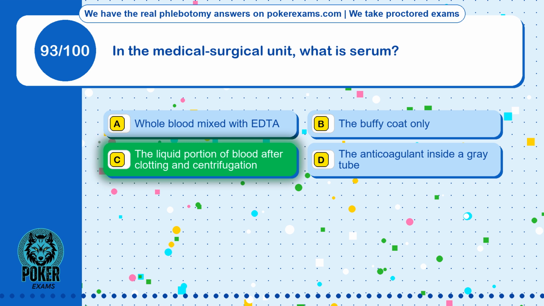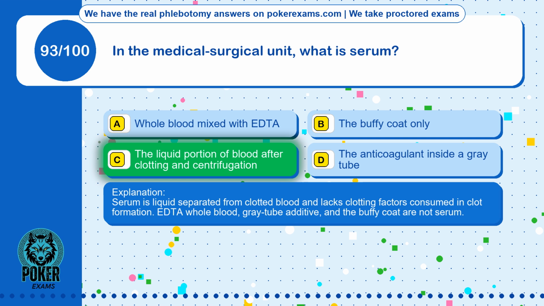The correct answer is option C. The liquid portion of blood after clotting and centrifugation. Serum is liquid separated from clotted blood and lacks clotting factors consumed in clot formation. EDTA whole blood, gray tube additive, and the buffy coat are not serum.